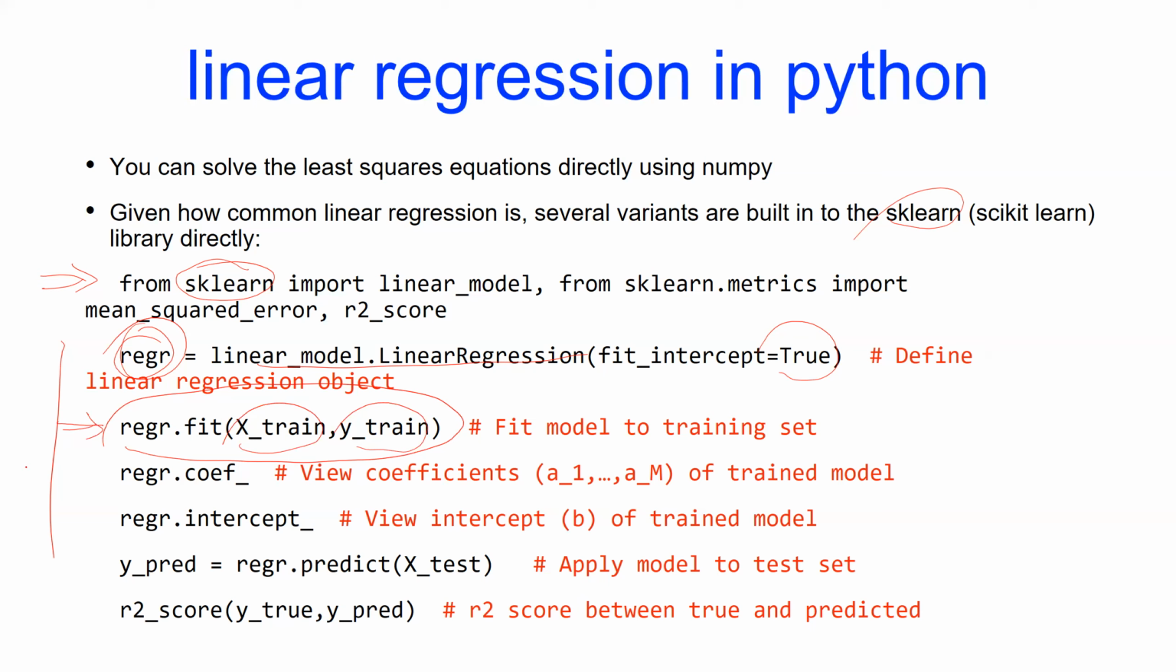After this stage, you can call regression coefficients. This will give you A1, A2, up to AM, all those A's. And then the intercept will give you the B. You have only one B. So you have all the A's and that single B. After you have that, you have your regression model. And now, yes, question.